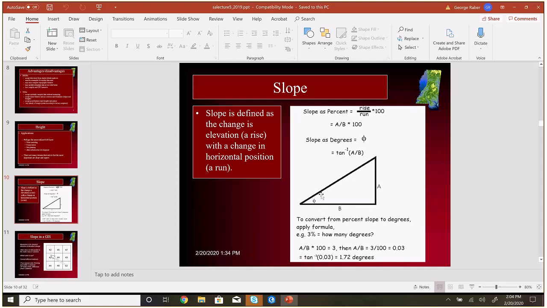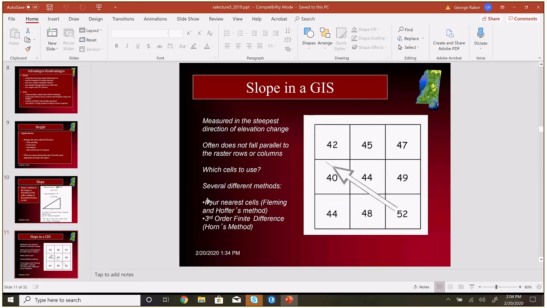So ArcGIS and actually many software packages give you the same options. You can calculate percent slope or degree slope. You can even convert degrees to radians and back, which we will do if you were curious in terms of the radians. Okay, so slope in a GIS is measured as the steepest direction of elevation change. Slope often doesn't fall parallel to raster values. We're talking about raster in this class.